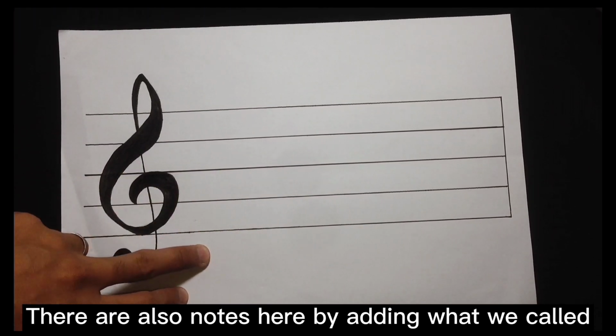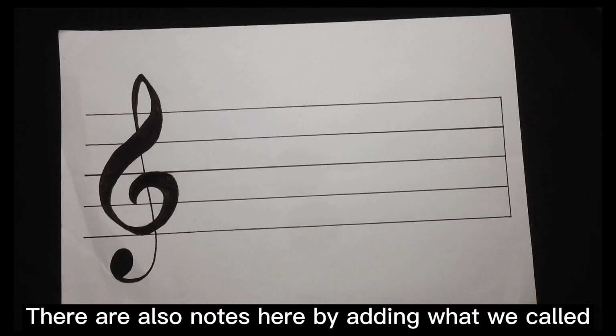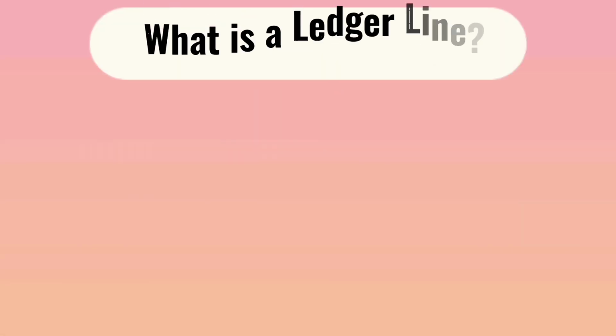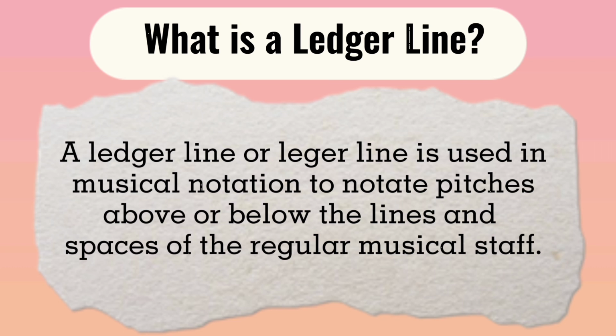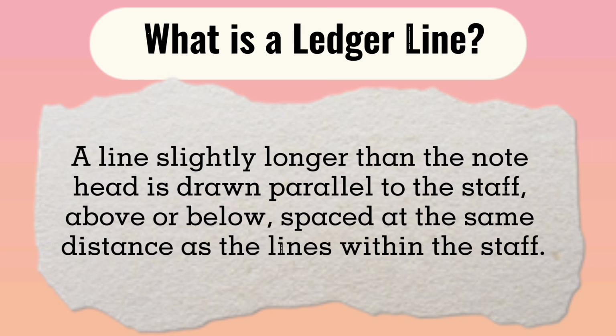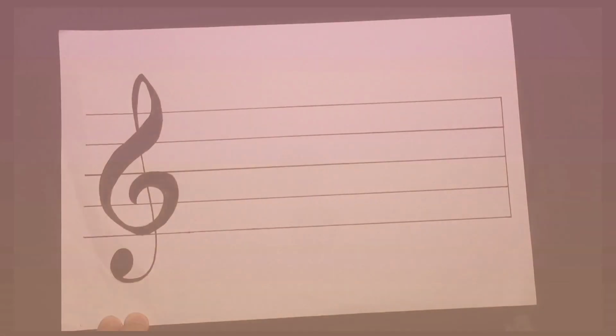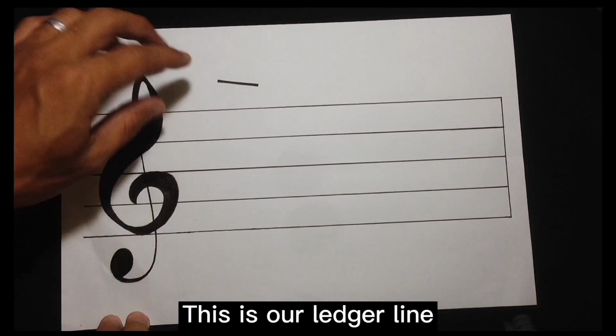There are also notes here by adding what we call a ledger line. What is a ledger line? A ledger line is used in musical notation to notate pitches above or below the lines and spaces of the regular musical staff. A line slightly longer than the note head is drawn parallel to the staff above or below, spaced at the same distance as the lines within the staff. This is our ledger line.